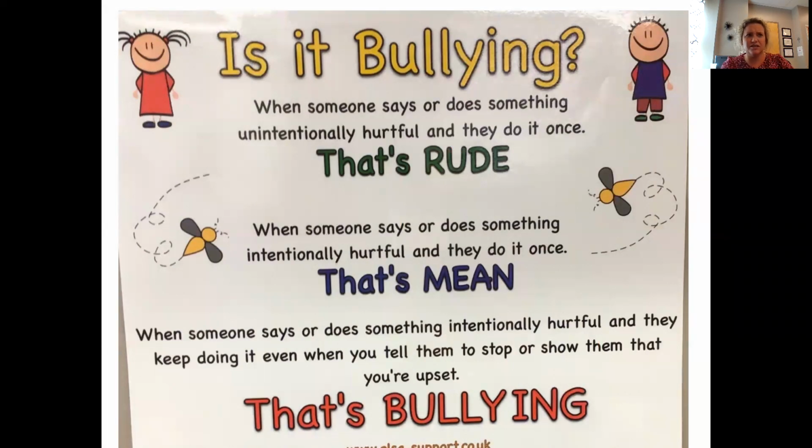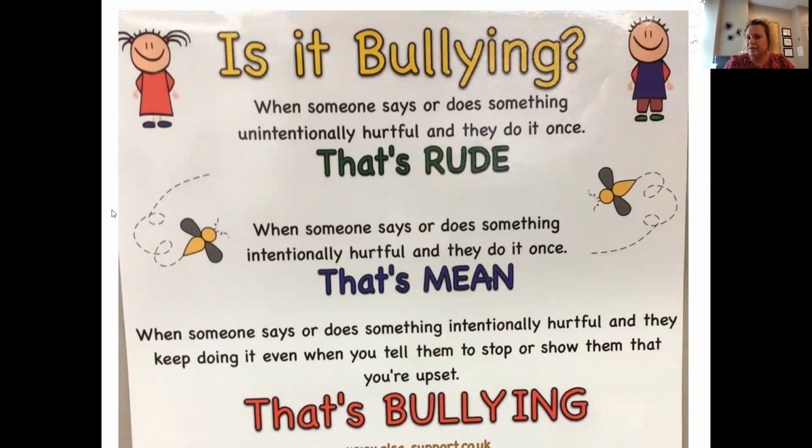But what I tell students is there's lots of mean moments that happen, but like you see in the next part, bullying is when someone says or does something intentionally hurtful and they keep doing it, even when you tell them to stop or you show them that they're upset, even when maybe a grown up or a teacher or someone has spoken to them about it, that it needs to stop because it's reoccurring. So that's where it kind of gets into what bullying looks like.